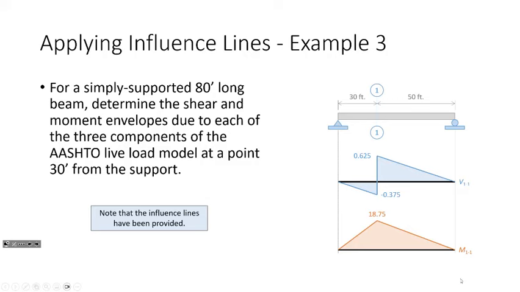750. That 0 looks suspiciously like a 6. All right. So therefore, let's take V lane. Let's do positive. How do I compute the worst case positive shear from the lane load? Tell me how to do it.